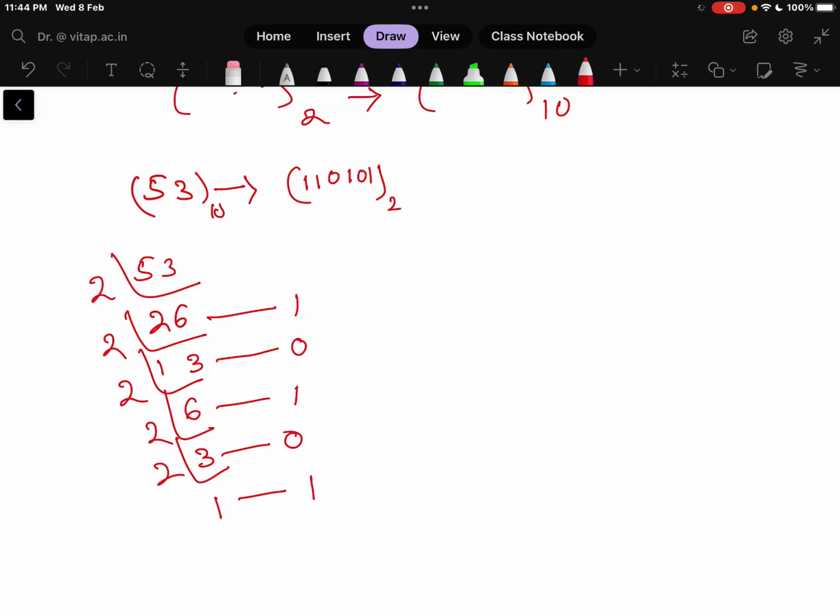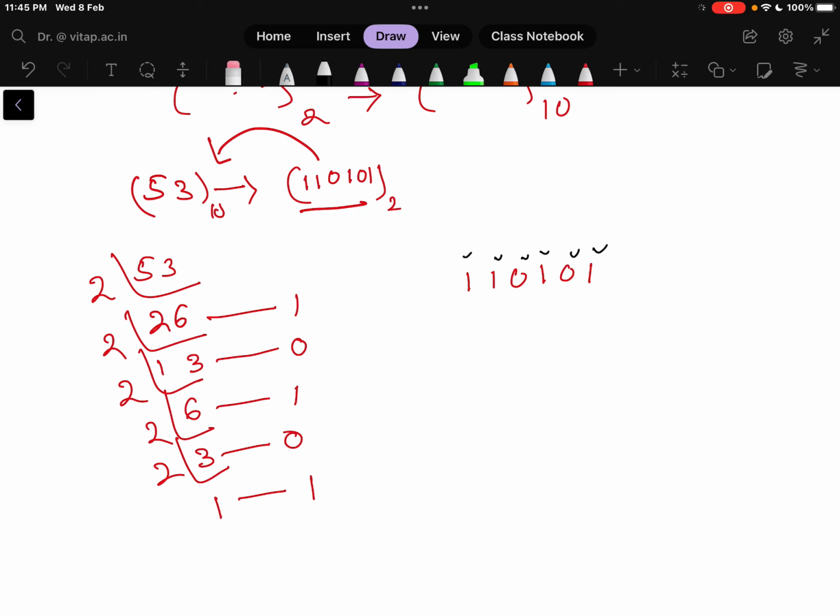Now, in the conversion from decimal to binary, we got 53 to this number. If I want to convert it back, how do we do that? I have to write 1 1 0 1 0 1. First, you count how many digits there are: 1, 2, 3, 4, 5, 6 digits. Then I have to multiply each digit by its place value.